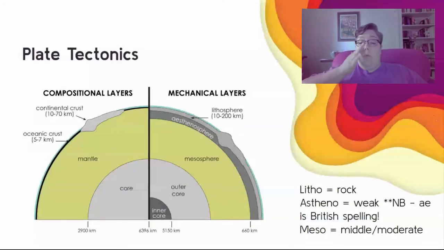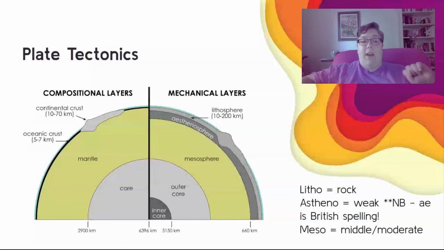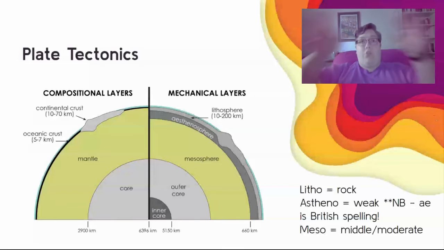So, plate tectonic theory. Here's what it's all about. Remember that the Earth isn't the same all the way through. It's broken up into layers. And depending on what we're talking about, those layers have different names. If we're referring to them just by what they're made up of or their composition, that would be the stuff on the left over there, the compositional layers, where you have solid crust on the outside, liquid mantle, then two layers of core.